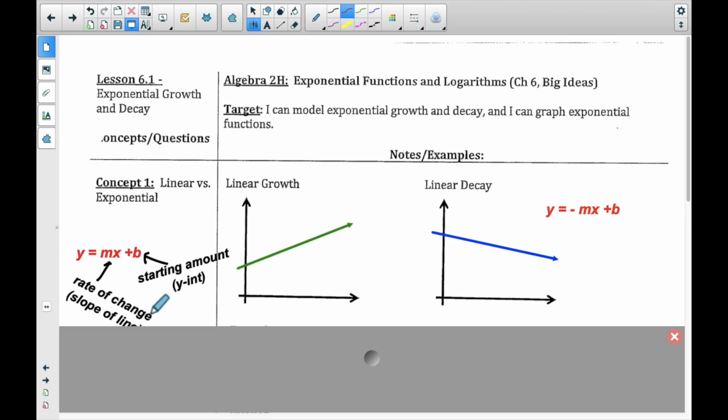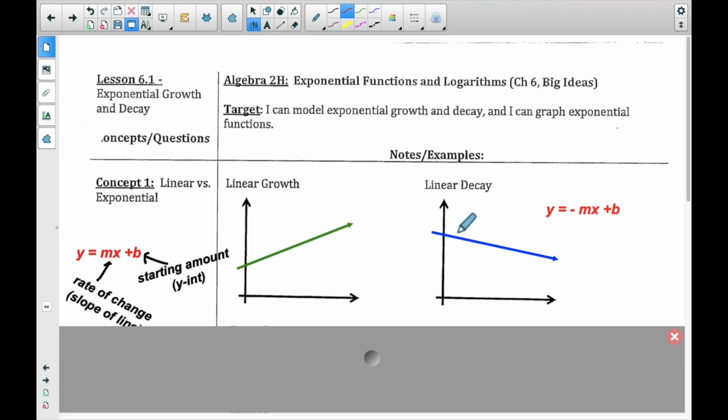So when we're looking at word problems, for instance, we look for, how much did you start with, and then how much did you add to it every time. That would be y equals mx plus b. And then on our graph, we're looking at where is the y-intercept and how much is it going up every time. So we know what linear growth looks like. That's you're adding to something, it's growing.